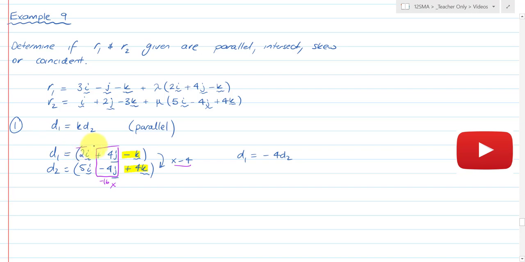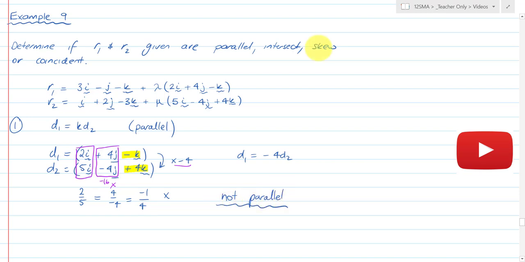But we can take the test further and we get this 2 times what equals 5. It's certainly not negative 4. So we get an issue. The other common way of looking at it is just looking at the ratios. Basically, the I ratio, which is 2 over 5 or 5 over 2, should be equal to 4 over negative 4, should be equal to negative 1 over 4, and that's not true. So these are not parallel. That's our first one.